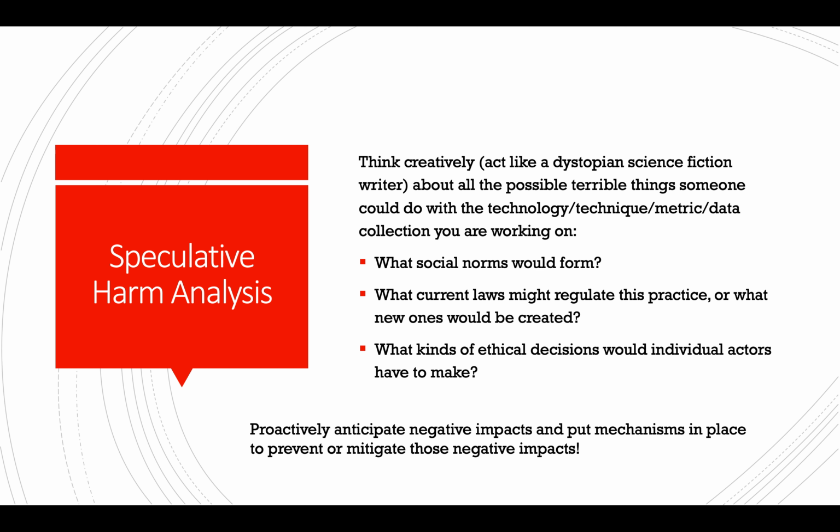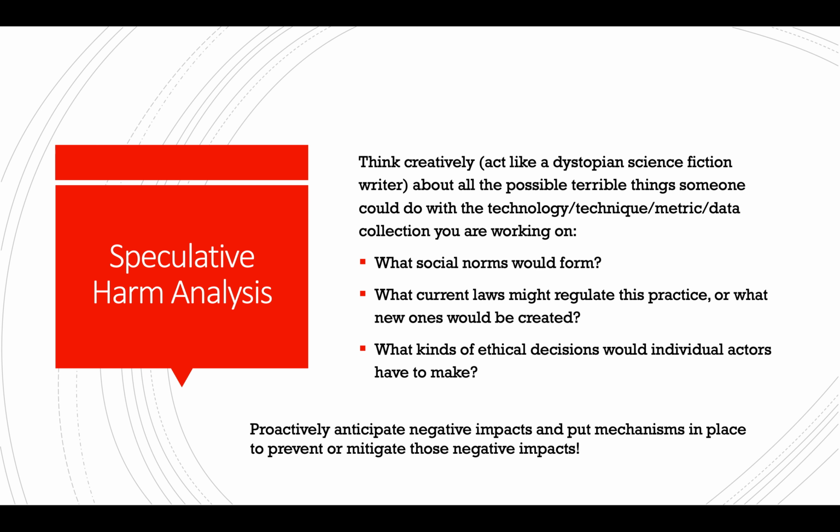So one way to think about this is imagine that your project was really successful and got adopted widely across all of North America. Everybody was using it. Well, given that change, what social norms would form around this new technology? What current laws do we have that could regulate it, or would new laws need to be created? And thinking about individuals, what kinds of ethical decisions would they have to make given that this technology is there and available and being widely used by other people?